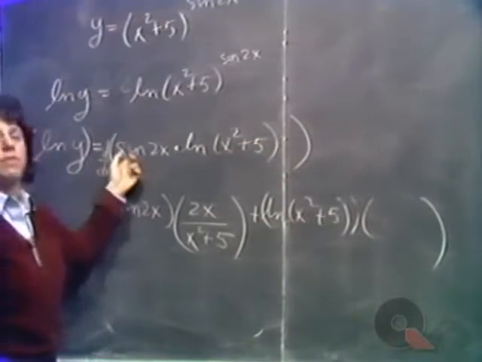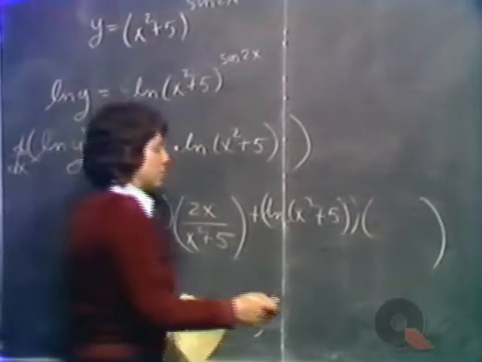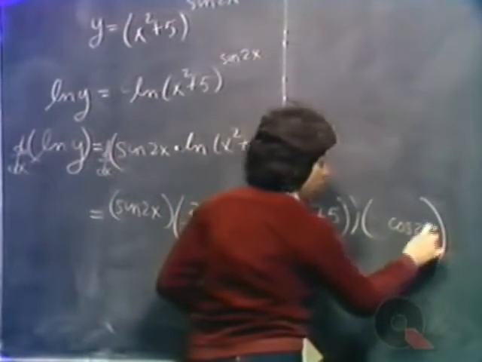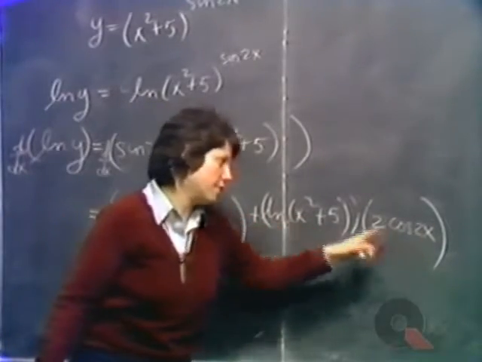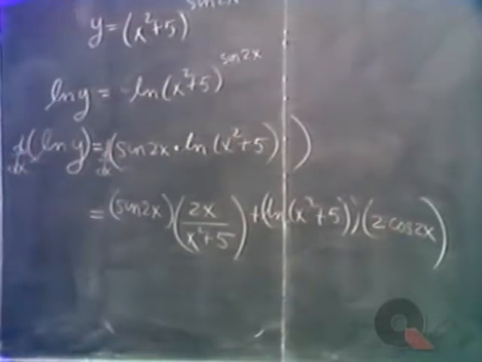The derivative of the first, derivative of sine of something. The derivative of sine of something is cosine of the something times the derivative of the something, or cosine of 2x times the derivative of 2x, which is 2. Now let's look at the left side.